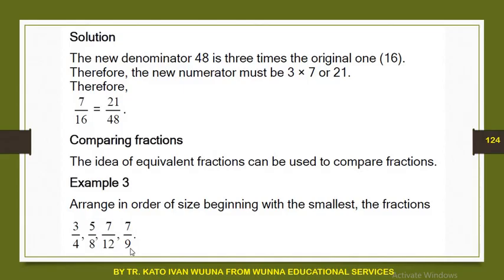Yes, someone may not be in a position to tell which one is bigger, which one is smaller, and which one should come first and last in our order, whereby we are supposed to rearrange these fractions in order of size, beginning with the smallest. So, how do we determine the smallest that should come first, to the next, until we get the biggest that should come last, according to our arrangement?